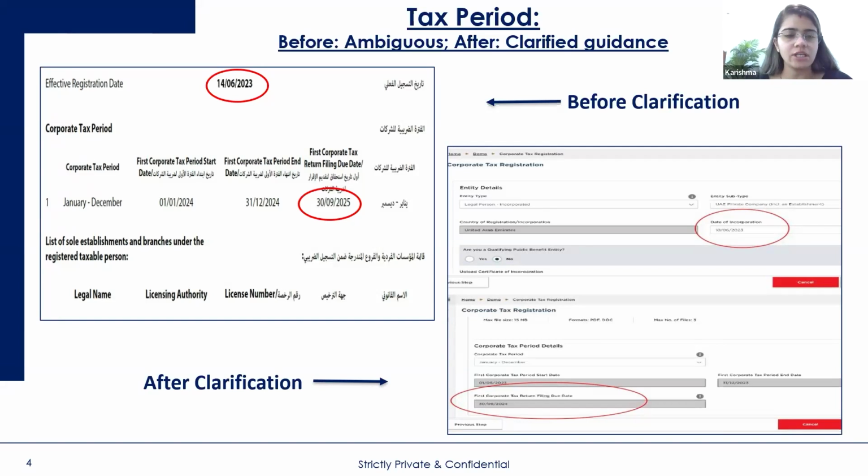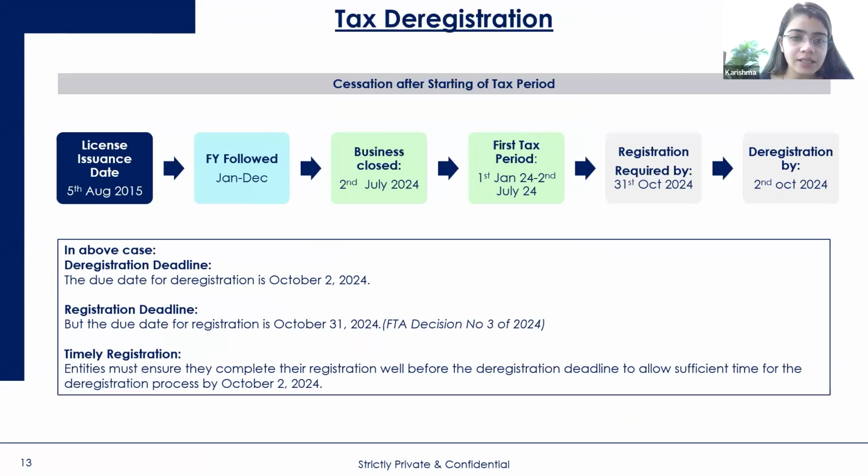Yeah, just a minute, I'll just read the question again. So it says that a company was liquidated on 1st July and the registration due date was September, and we had applied, however, it has still not been given, and the due date for deregistration has elapsed. So Kushal, if you can just go to that slide where we have covered tax deregistration. It has been clarified in this public clarification as well that wherever the registration due date is coming later than your deregistration, we will have to take a decision accordingly.